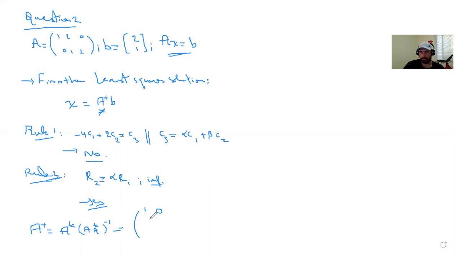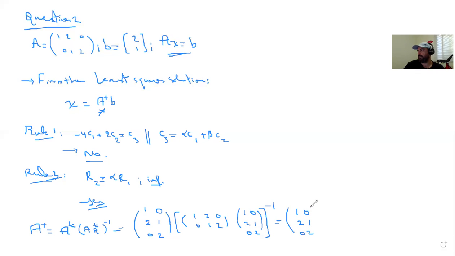We can write it this way: it's going to be equal to [1, 0; 2, 1; 0, 2] multiplied by the inverse of the following matrix, which is A A transpose: [1, 2, 0; 0, 1, 2] times [1, 0; 2, 1; 0, 2]. Of course, you need to invert this matrix. So basically you get [1, 0; 2, 1; 0, 2] multiplying the inverse of [5, 2; 2, 5].